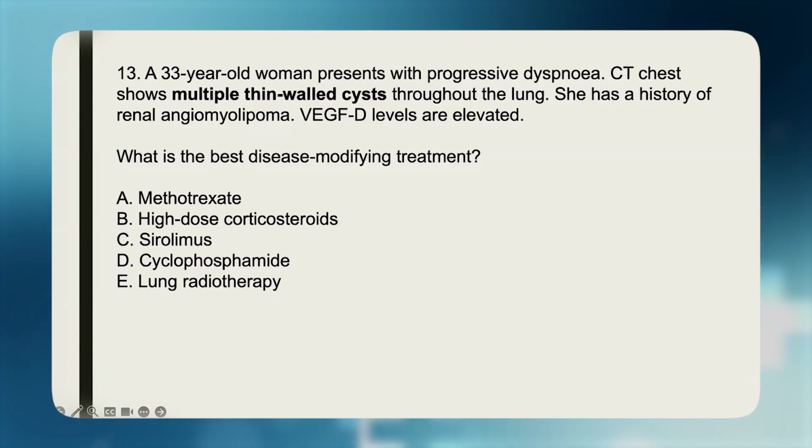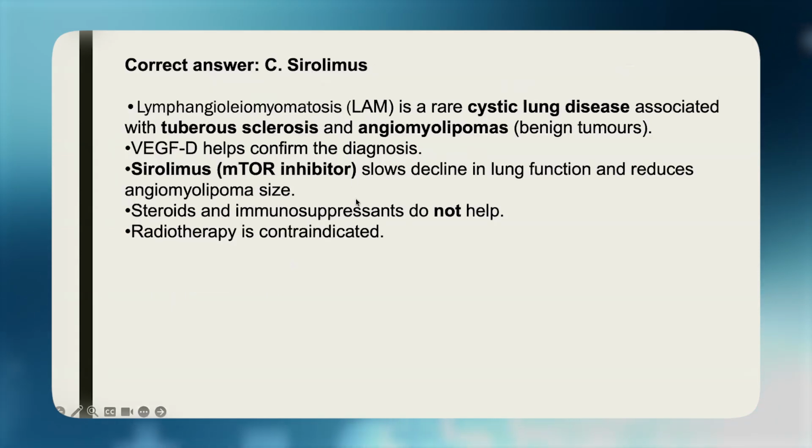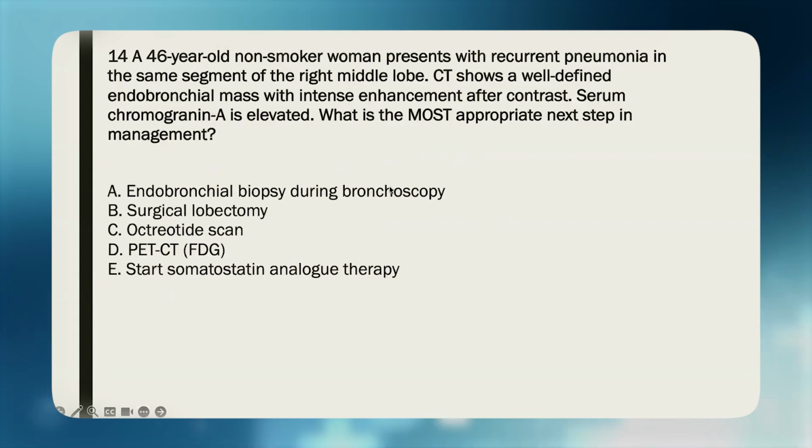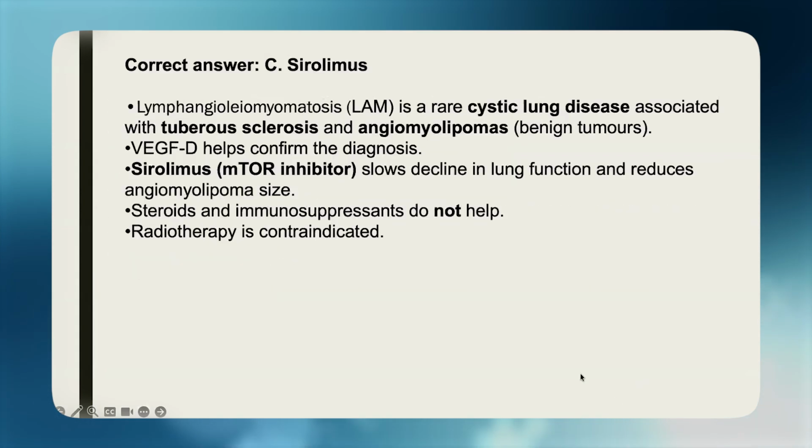Any clue? Methotrexate generally for rheumatological diseases. Steroids also for rheumatological diseases. Sirolimus, not sure. Cyclophosphamide again goes to immunology. Lung radiotherapy, maybe. Let's see. We should know the diagnosis first, then the answer becomes easy. Okay, the answer is sirolimus. It is LAM actually.